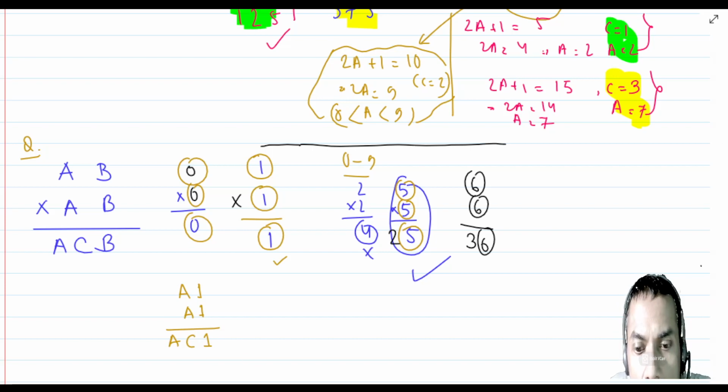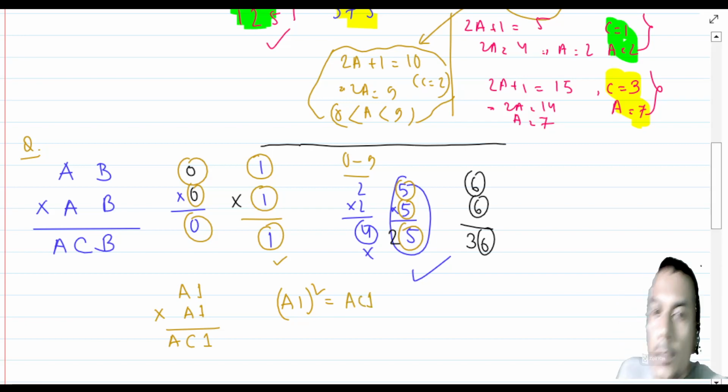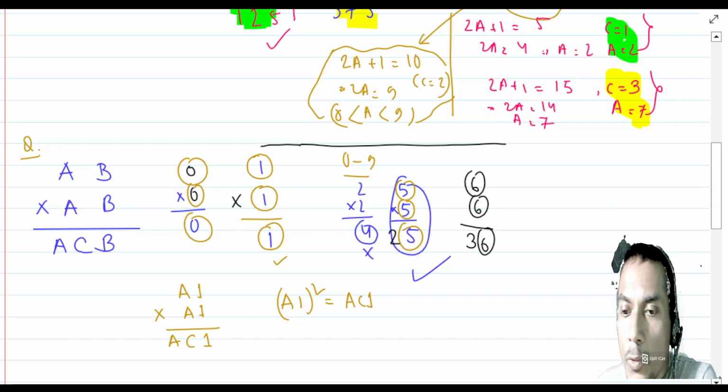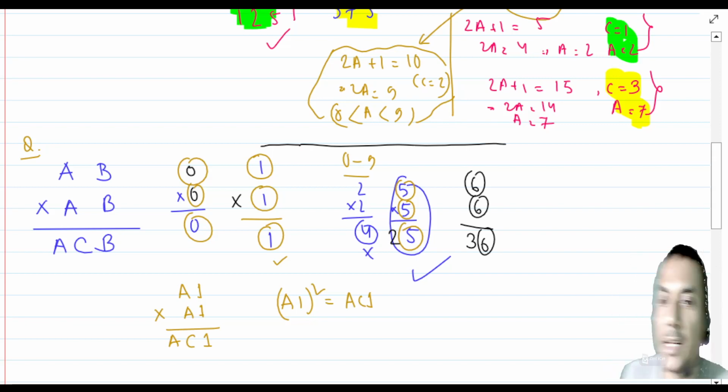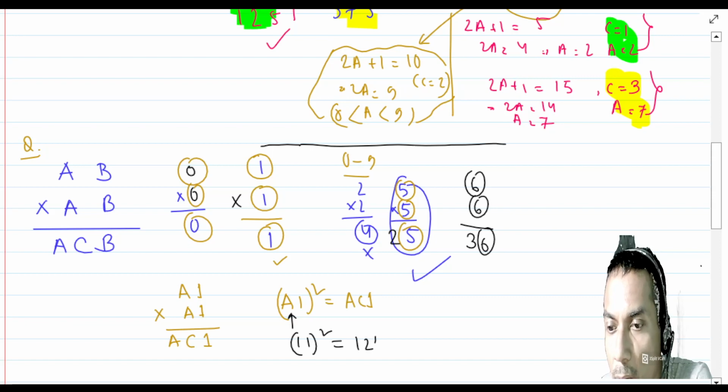So what does a1 into a1 mean? It means a1 squared, and we get the value ac1, correct? We cannot consider a as 0, because then the left side would be a 1 digit number, but we need a 2 digit number. So first we consider a as 1. If I consider a as 1, then it will be 11 squared, which is 121.